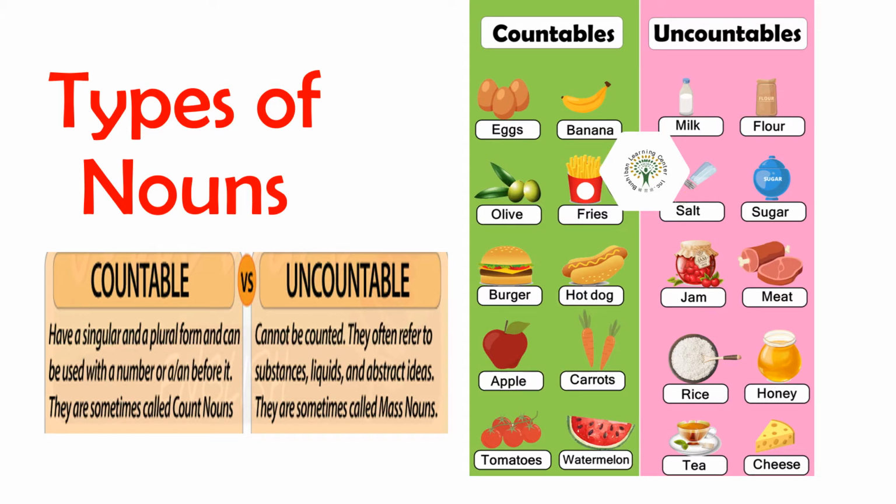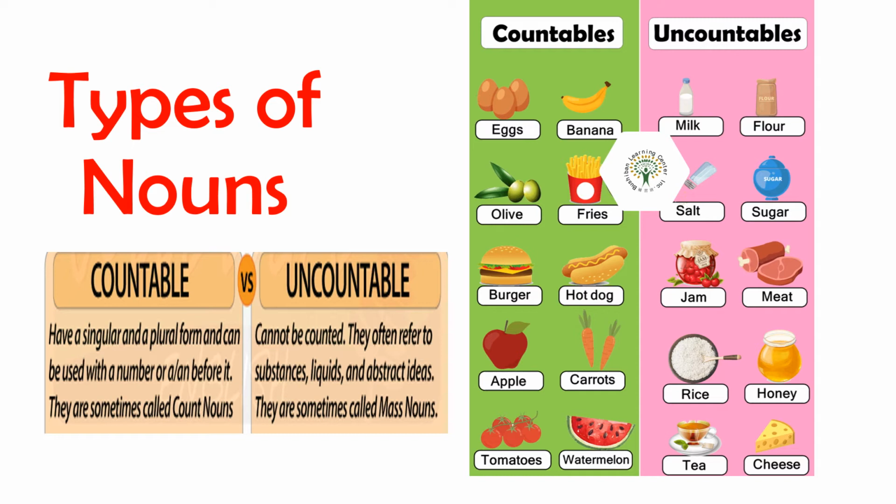A noun can also be classified as a countable noun or uncountable noun. Countable nouns, or count nouns as we sometimes call them, can be singular or plural in form because we can count them with numbers or determiners such as a or an. As in the pictures, we have 3 eggs, or a banana, we have an apple, we have 2 carrots, we have 5 tomatoes.